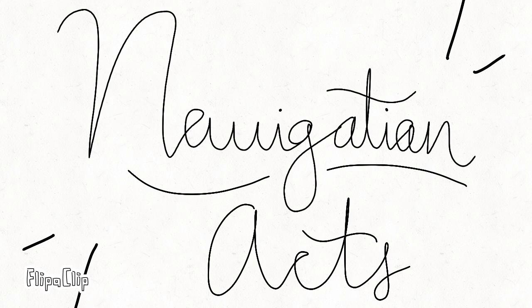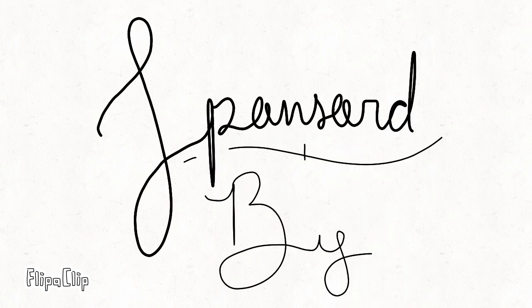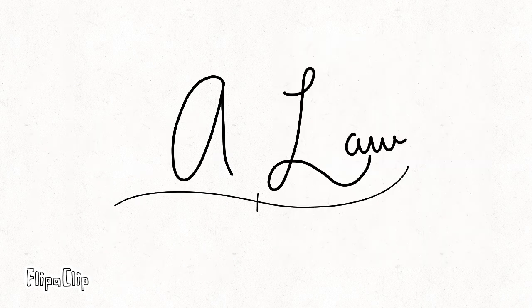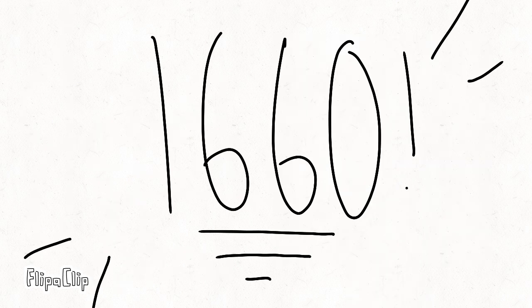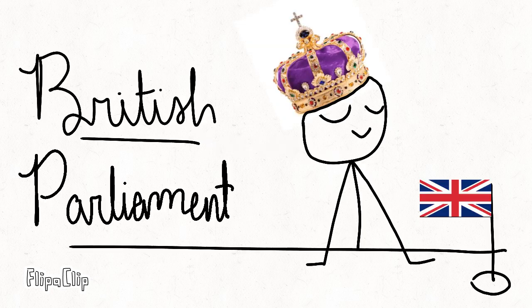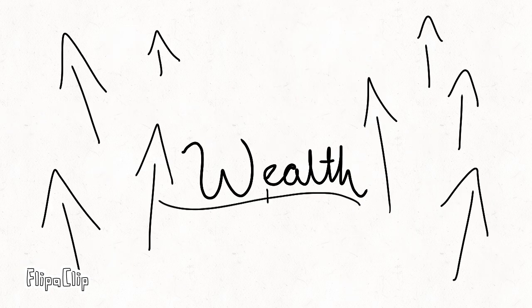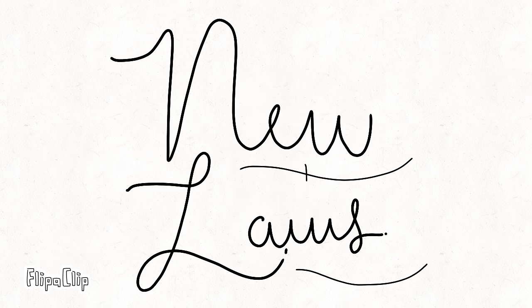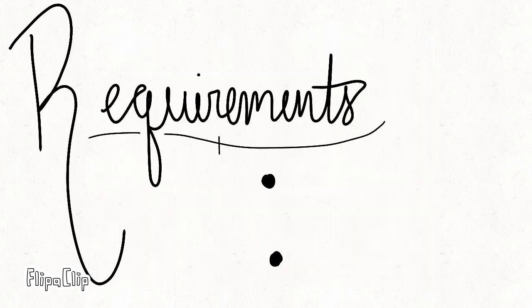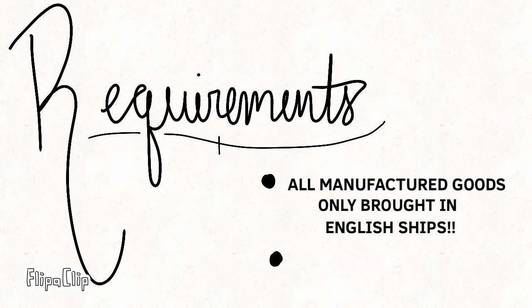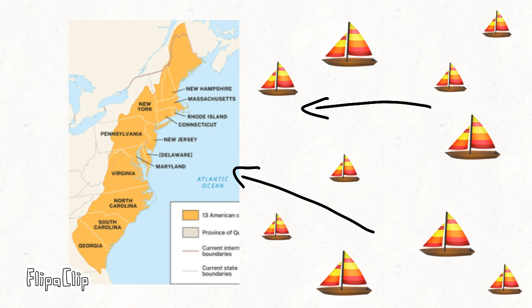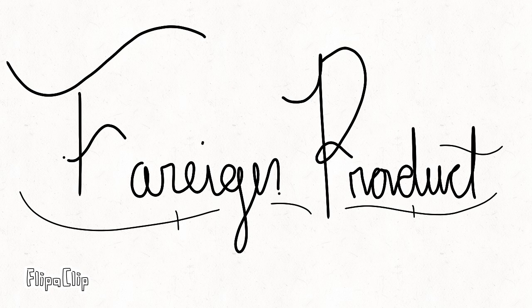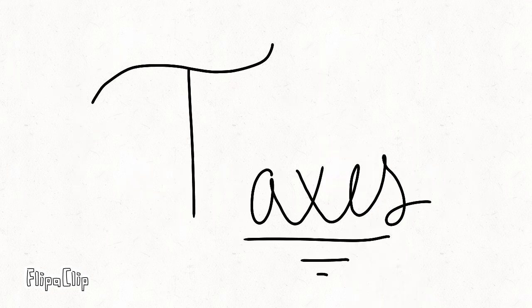One last example could be the Navigation Acts. This event was sponsored by John Shaw and was a law that was passed in the year 1660. This was because the British Parliament wanted to gain more wealth from the North American colonies. The laws that were imposed controlled the trade system. This required that all manufactured goods heading into the colonies had to be carried only on English ships, along with foreign products that were soon heavily taxed.